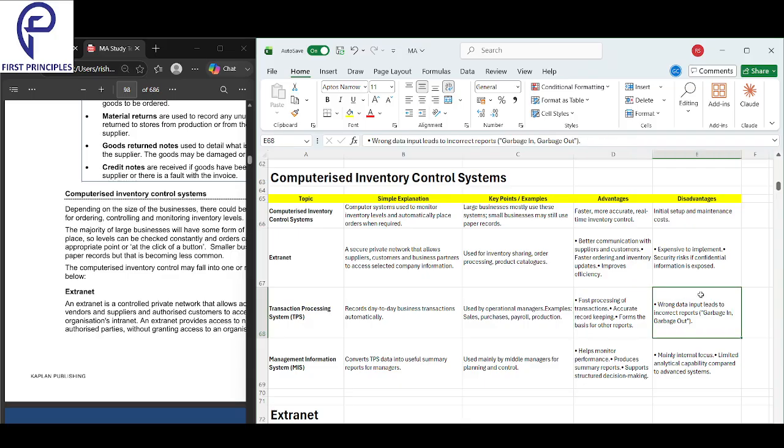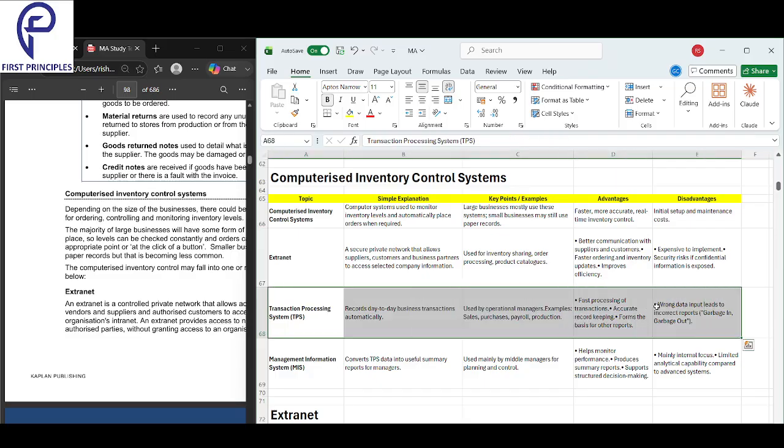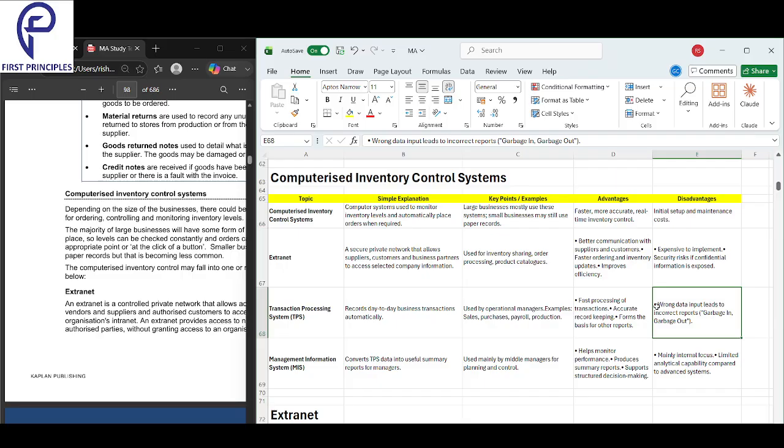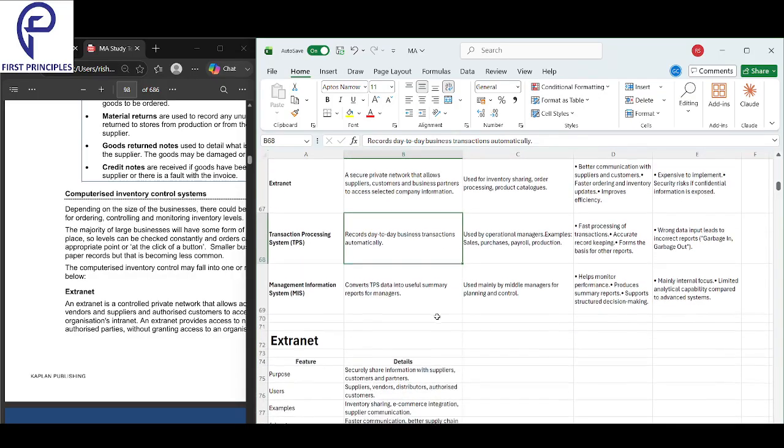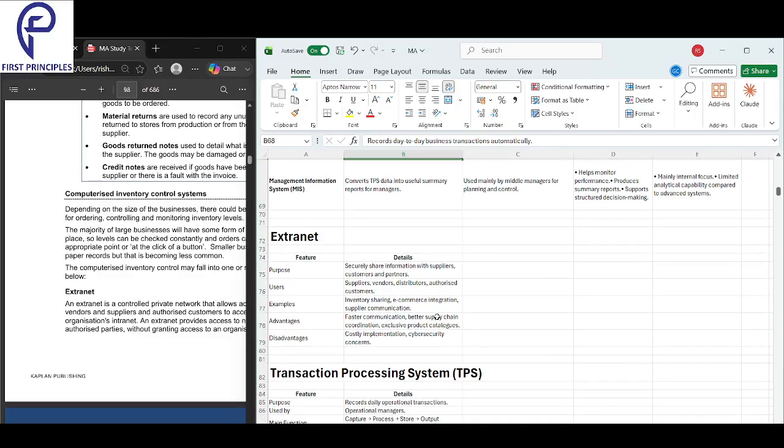The problem over here is if you put wrong data, the report will be wrong. So it's very important that you put the right data. If you put bad fruits, the juice will automatically be bad. Similarly over here, if you put the wrong data, then your report will also be wrong. It really helps in fast processing. It keeps everything accurate and is the base for all the other reports. Key points: it's mainly used by operational managers, sales, purchase, payroll, production, and it automatically records your day-to-day transactions. That is the best thing here.